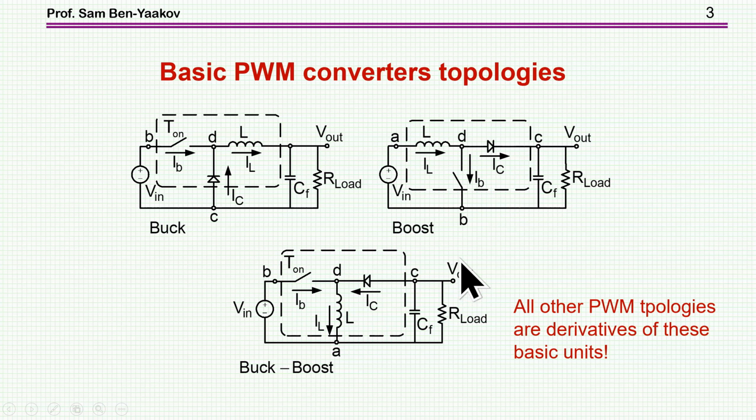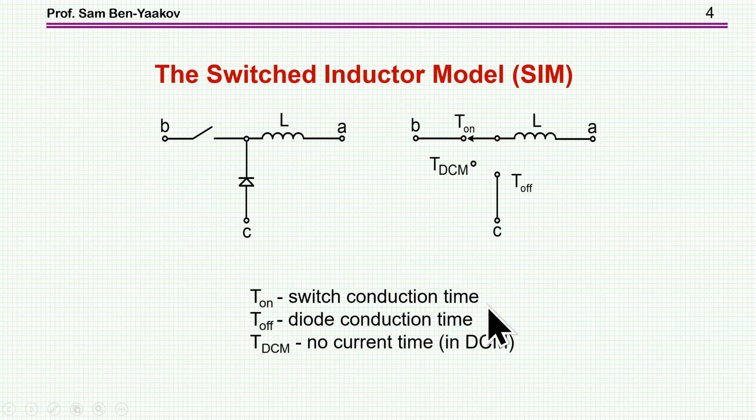So all of the PWM converters are basically based on these three configurations, which are only different in their orientation. The basic cell is the same. So it stands to reason that the same model will apply to all PWM converters. Now, other topologies like half bridge or even a flyback are actually derivatives of these topologies.